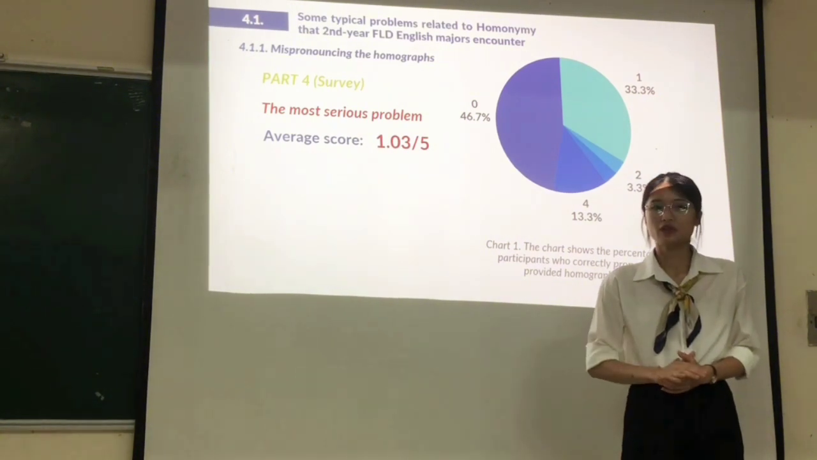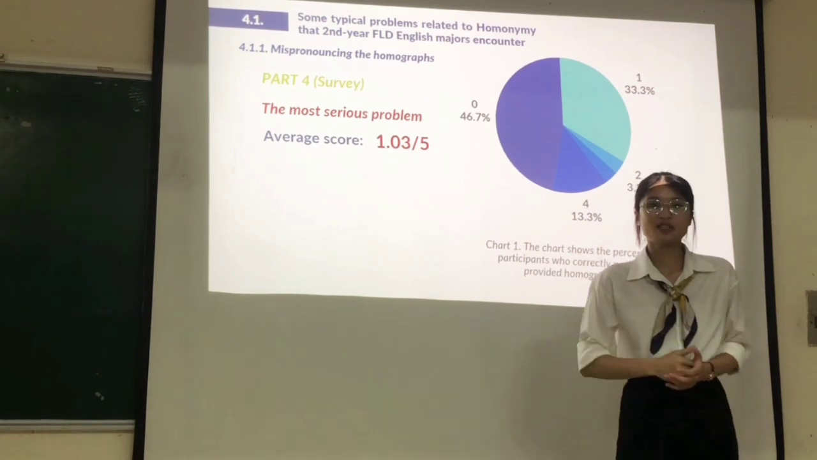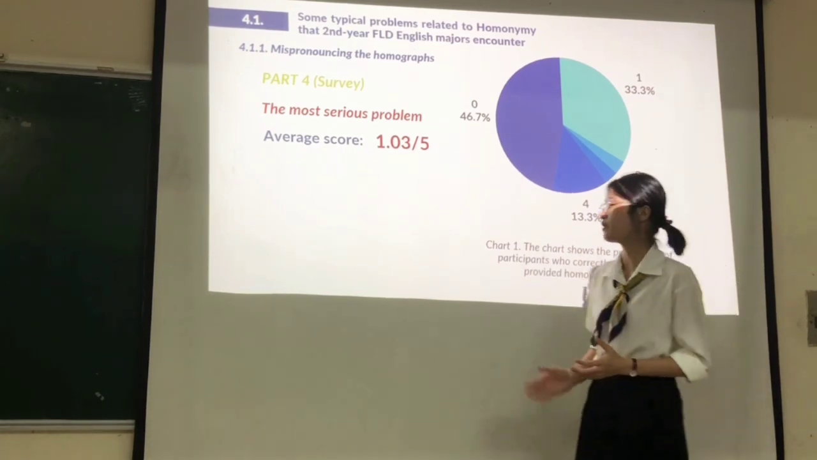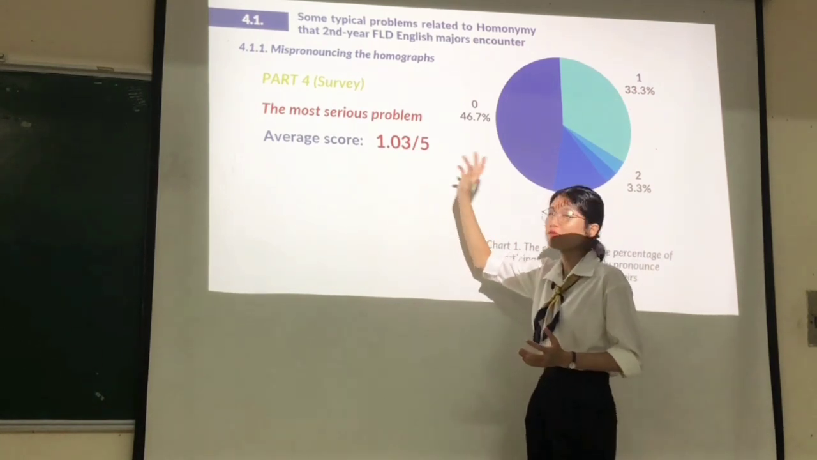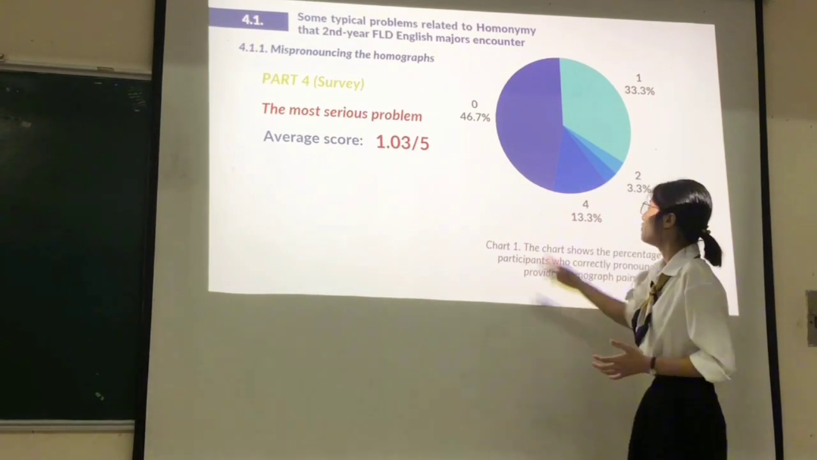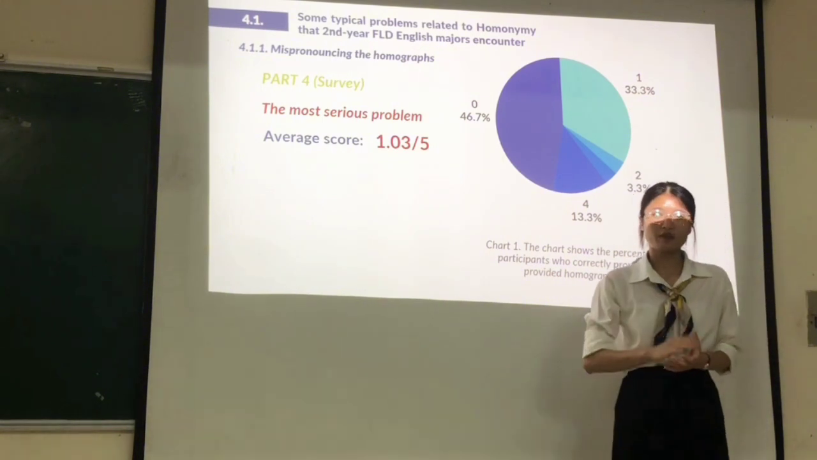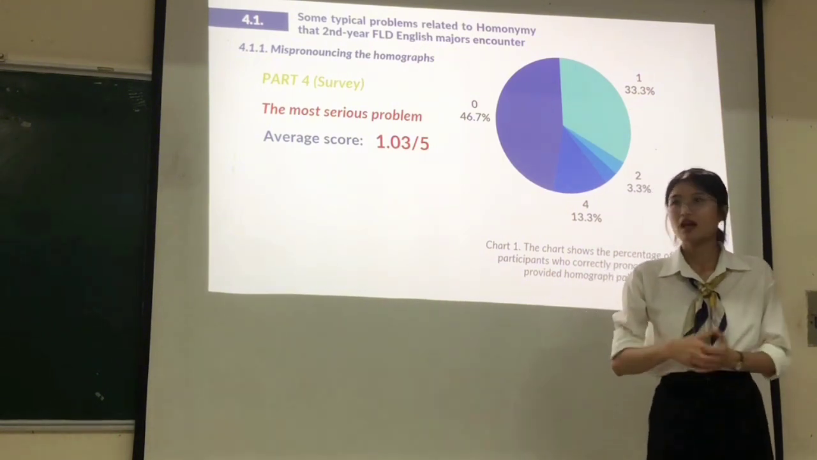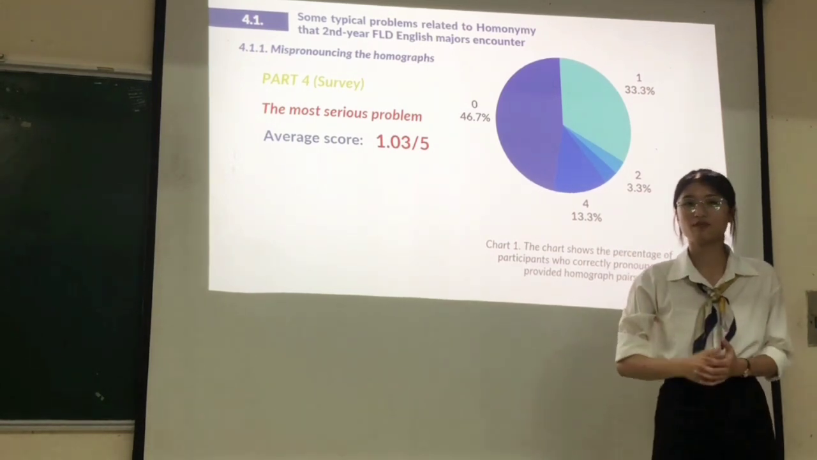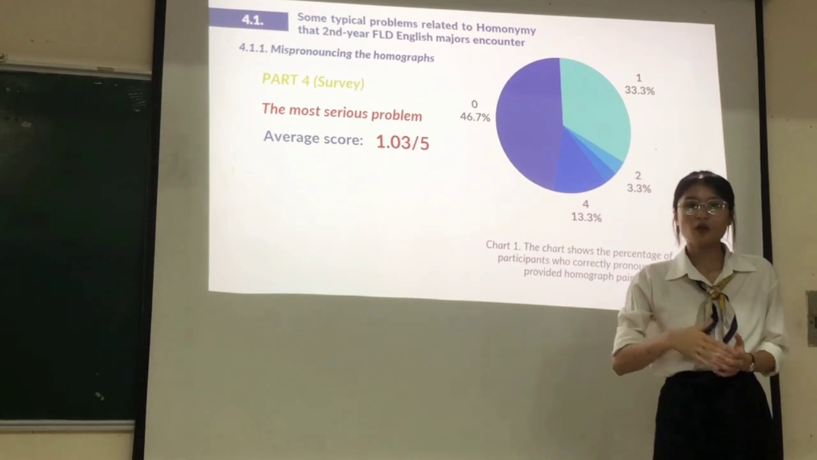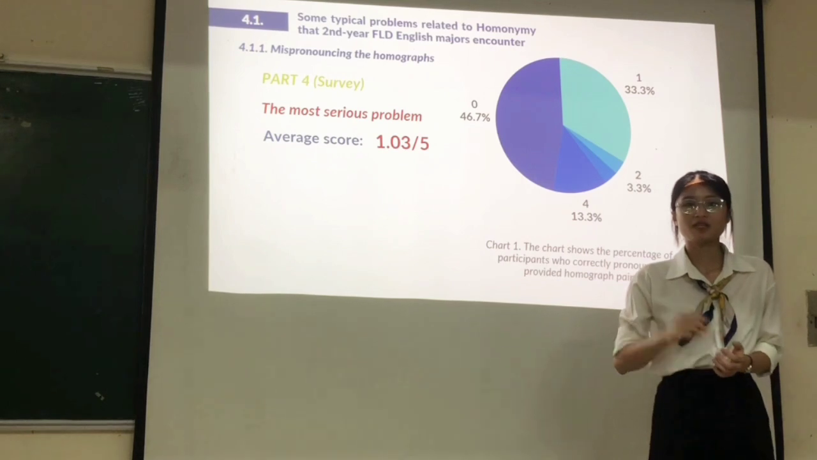The most serious problem encountered by the students is mispronouncing homographs, with very low average scores in part 4 of our survey. That is 1.03 out of 5 points. Furthermore, 46.7% of the students failed to correctly pronounce all the homograph pairs, and 33.3% of the students were able to accurately pronounce only one pair. Notably, no one was able to correctly pronounce all 5 pairs of the sentences.